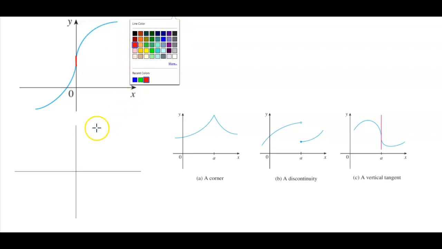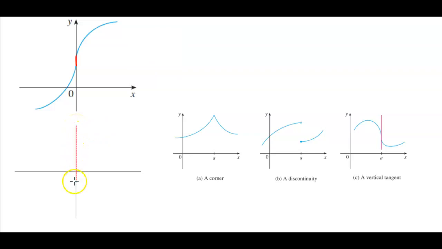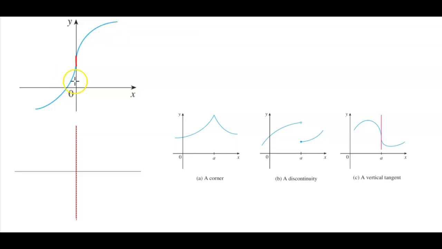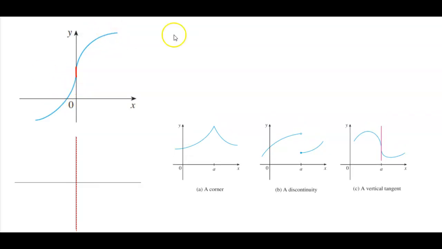asymptote on our axis. So on our y-axis at 0, we're going to have an asymptote. And again, there's the asymptote because of the vertical tangent. Okay, now let's take a look at the intervals on both sides of this function.